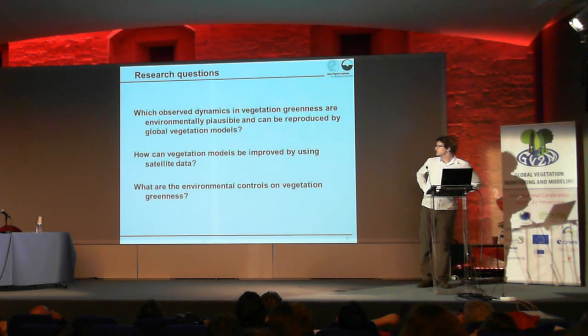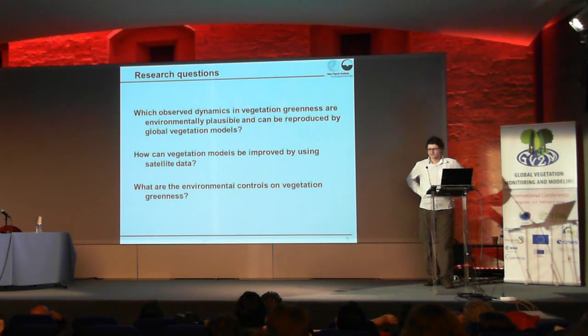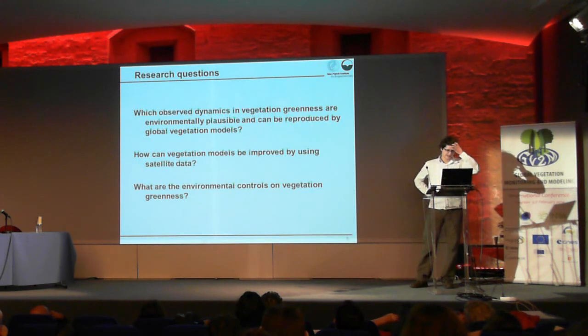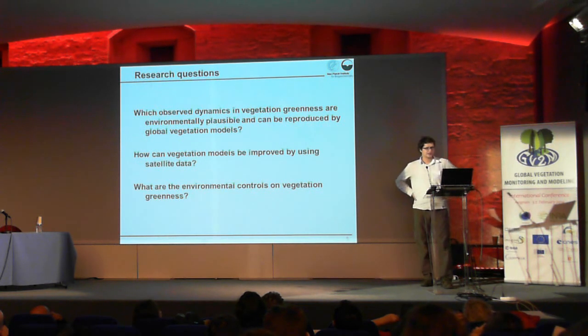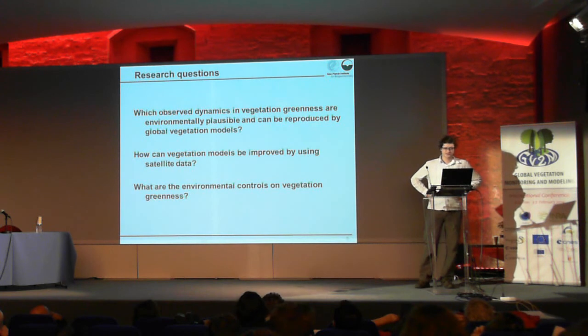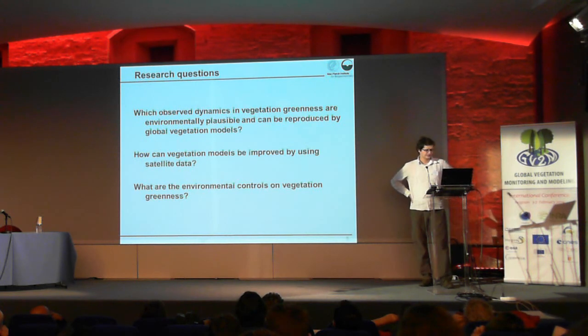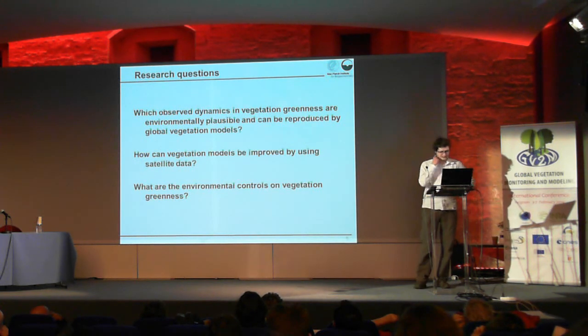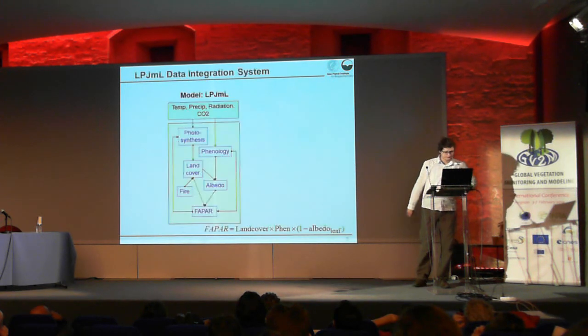So the research questions underlying this analysis are: which are the observed dynamics in greenness, and are they environmentally plausible, and can they be reproduced by global vegetation models? How can these models be improved by using satellite data, and which are the environmental controls on vegetation greening?